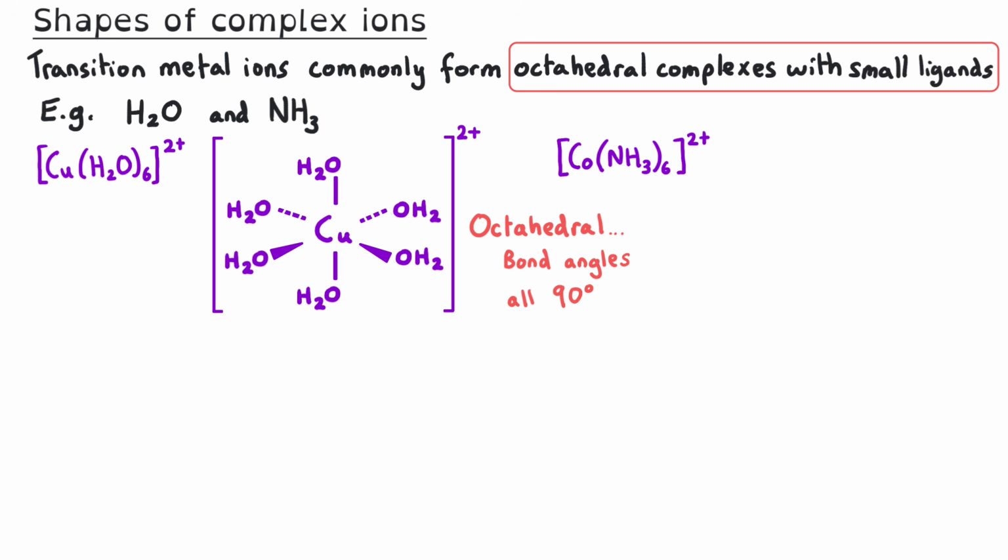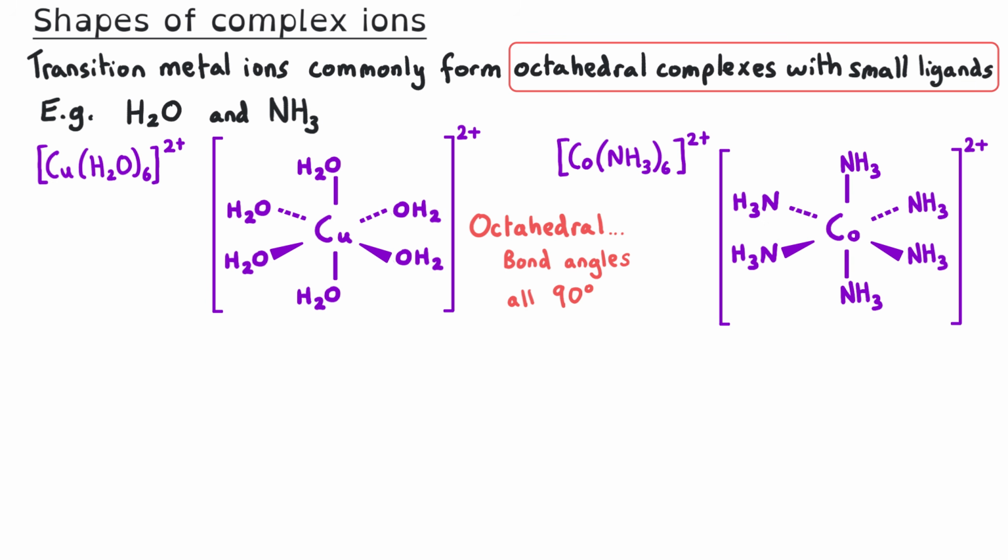Another example is this cobalt complex with 6 ammonia ligands. Again, we've got a 2+ charge overall, so again we need the square brackets with the 2+ on the outside and a clear indication of the octahedral shape, and all the bond angles need to be 90 degrees.